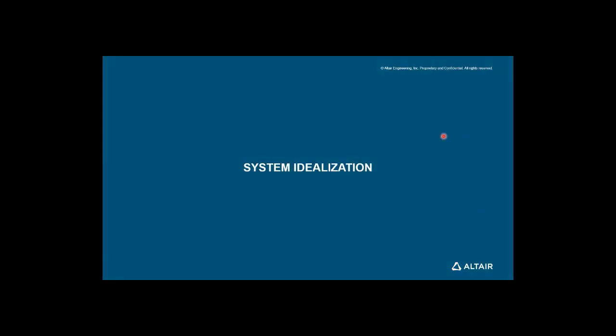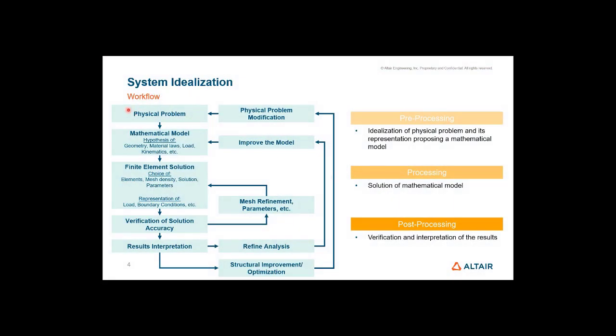All right, so talking about the finite element method, the first thing that comes to my mind is how to precisely define a finite element model. For that, we begin with the system idealization, which is simply going from your physical problem, such as the suspension system that we had in the previous slide. With that physical problem, we want to build a mathematical model to represent its behavior. To build that mathematical model, we need to add some hypotheses, such as the geometry, the material laws, the loads, and the kinematics.